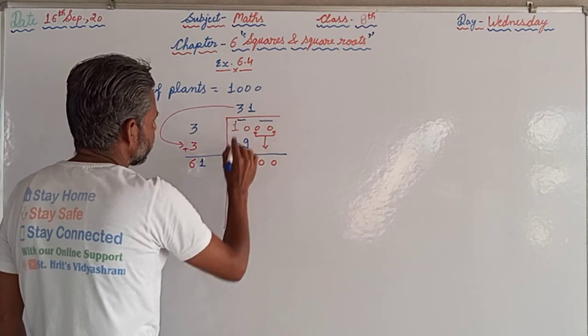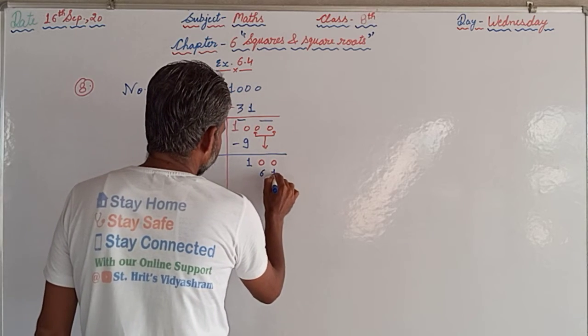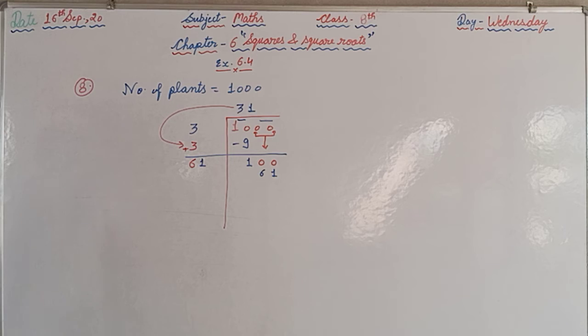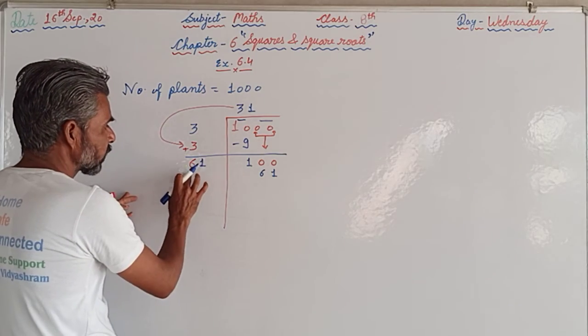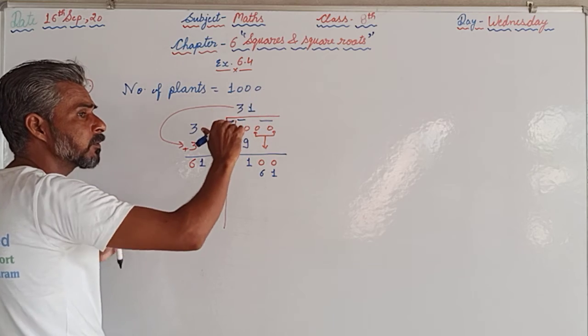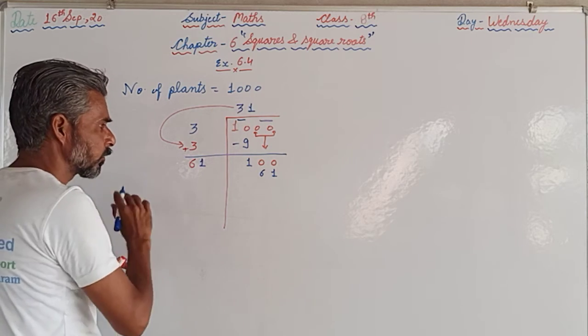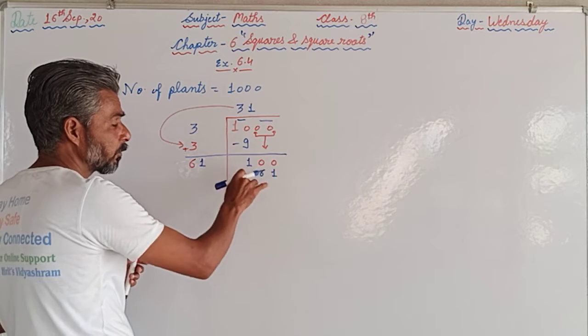1 times 61 is 61. Now we cannot write 2 because 62 times 2 becomes 124. So that is not required because that will be more than 100.